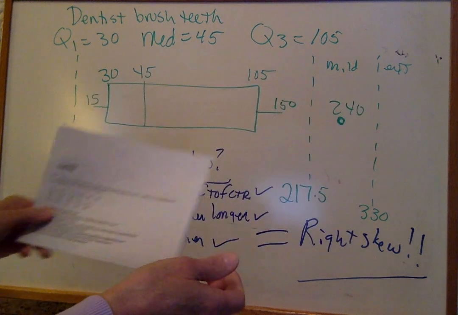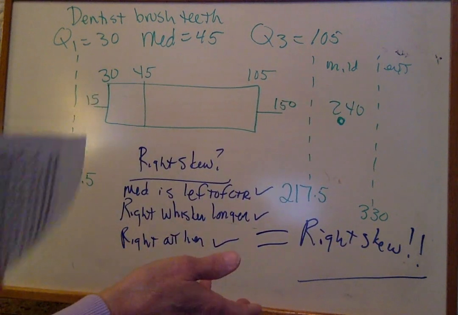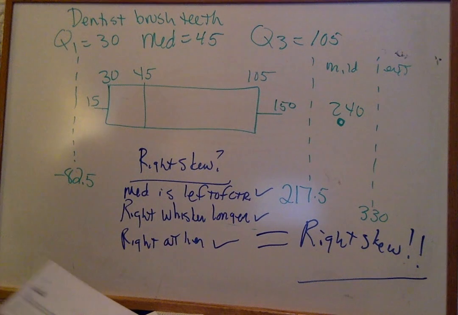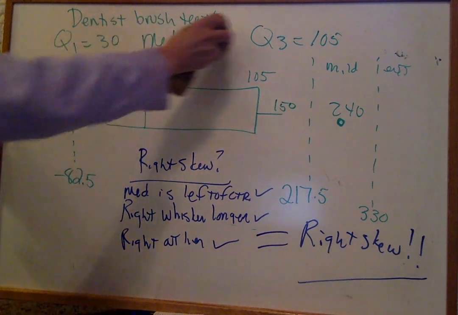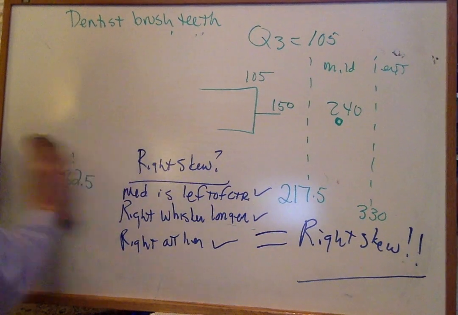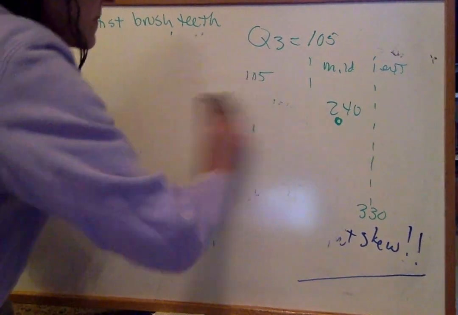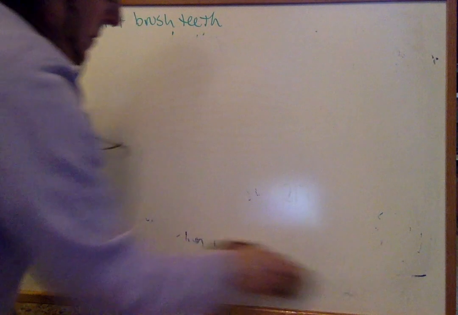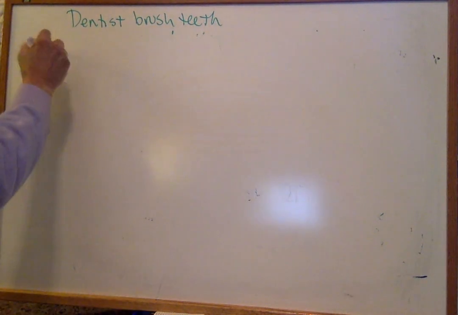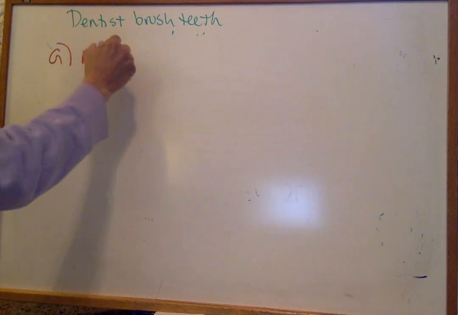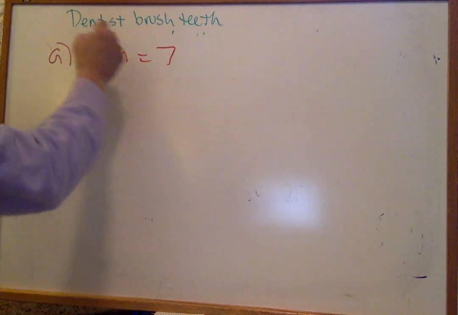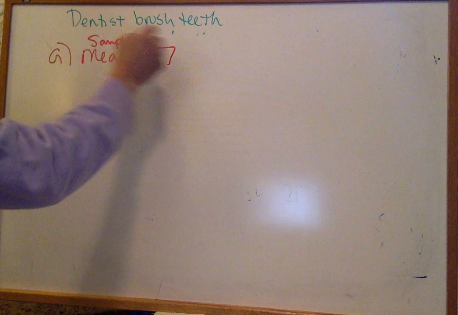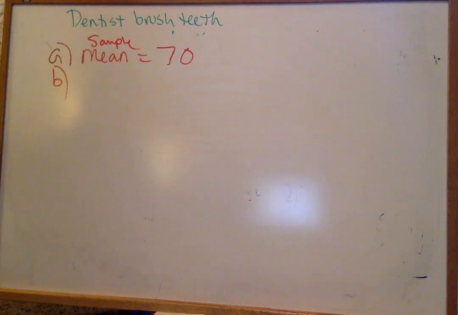Sample mean. Well, take the time, add up all 20 numbers, divide by 20. Maybe I should erase this. We're still on the dentist, but if you add up all 20 numbers and divide by 20, you will get sample mean is 70.